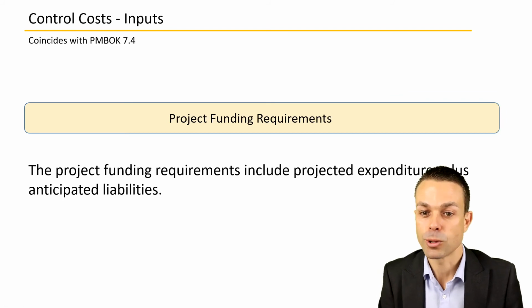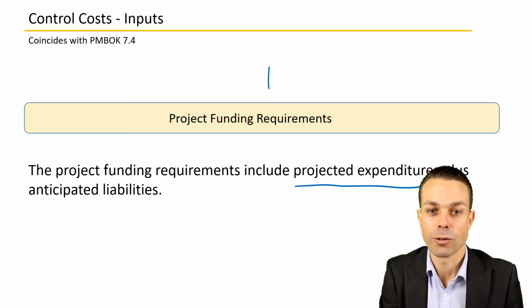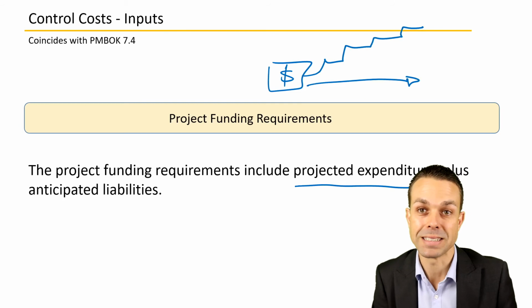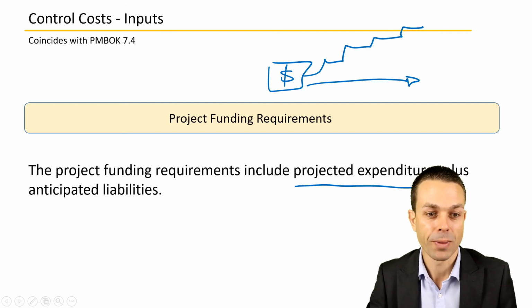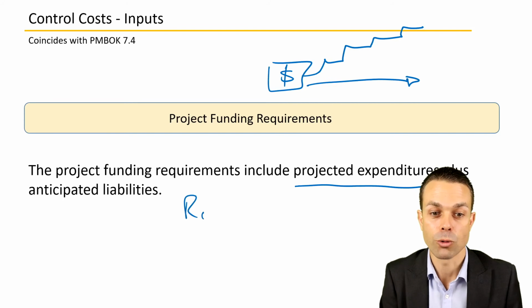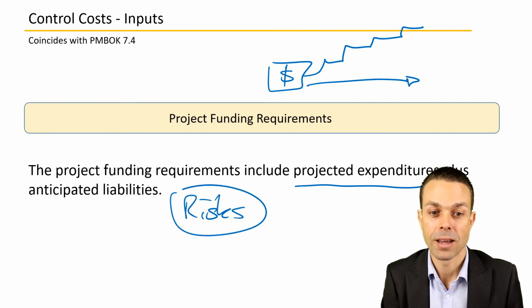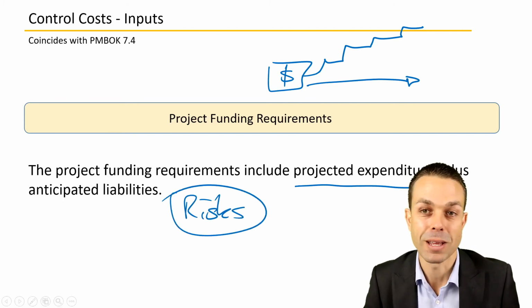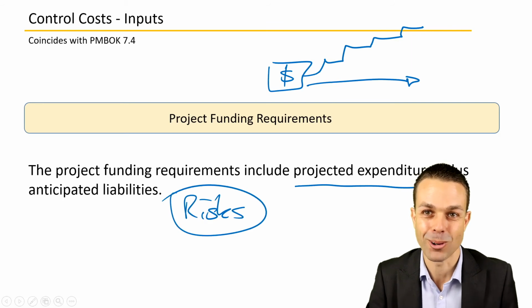This could include projected expenditures. So we've got some money here, but what are we looking to spend in the future? And that's our time-based budget that we were looking at before. And this might be any anticipated liabilities and also risks that we need to call out. Are there any risks to delivery that will impact the cost of our project?